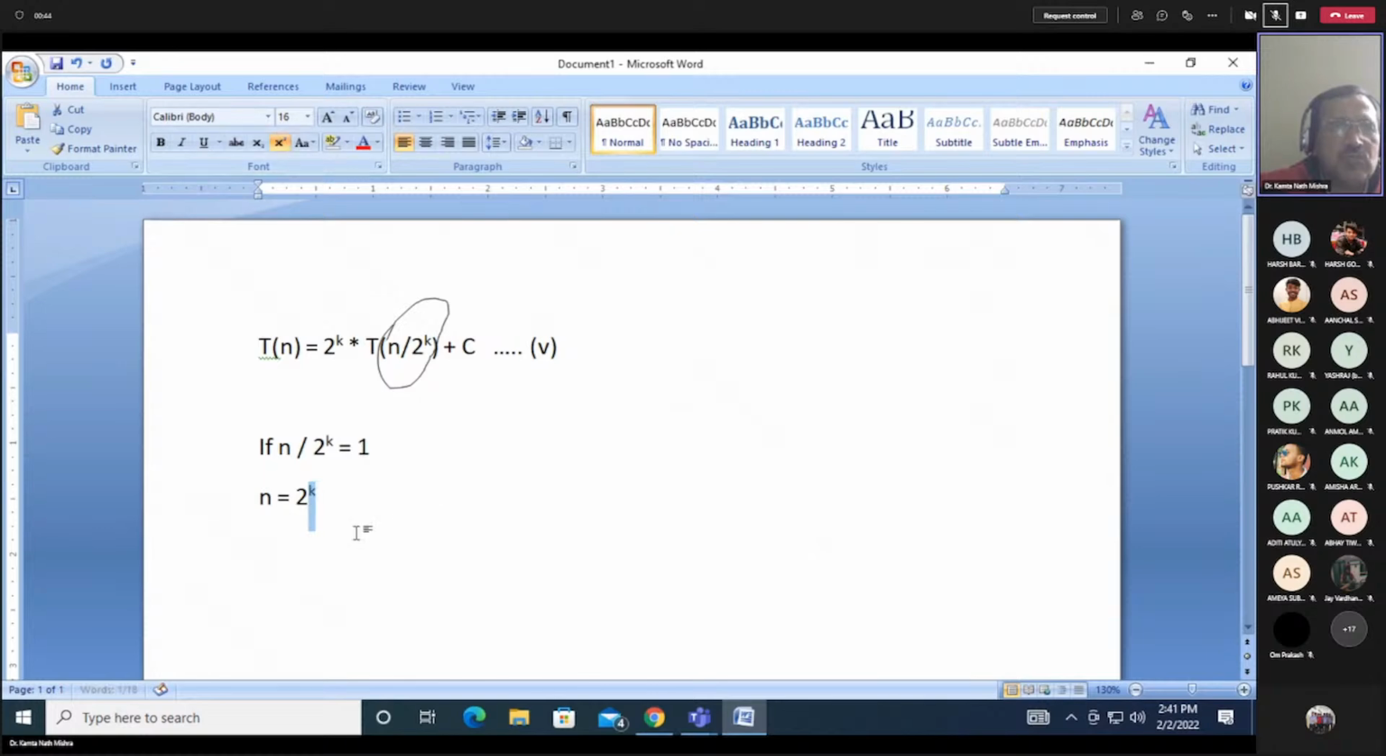And if n is 2 to the power k, you can say that 2 to the power k is n. It means that k equals log n base 2. Yes, the 2 I should write and put in subscript: log n base 2. It means that equation 5 will terminate.